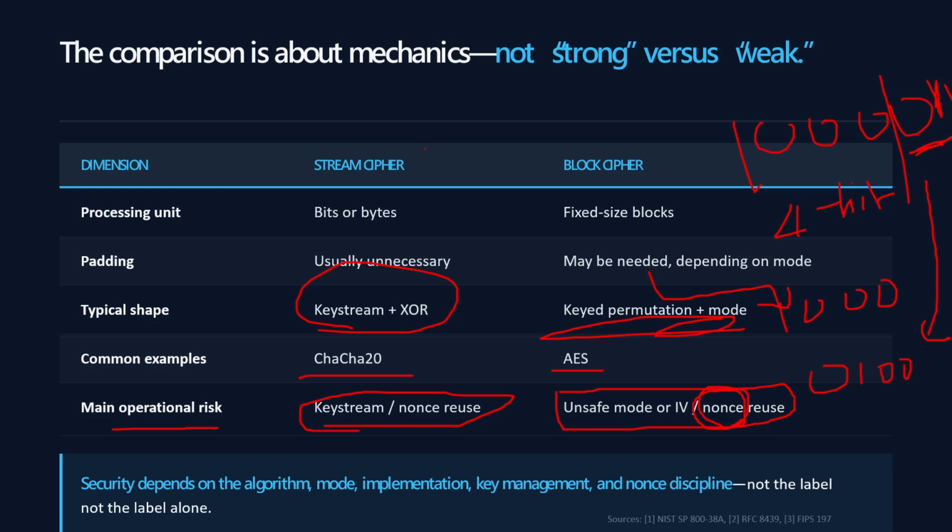Which is better depends on the application, so we have to choose between the stream cipher or block cipher.